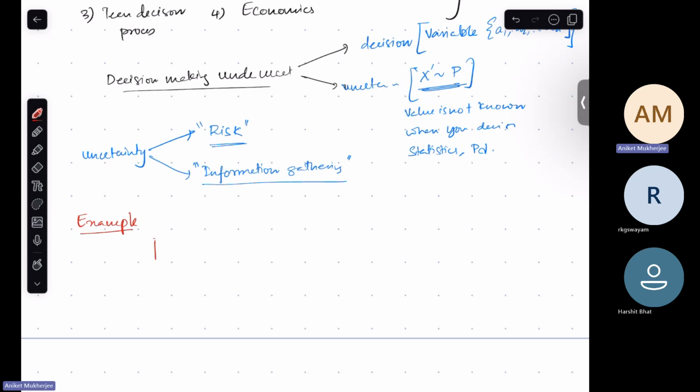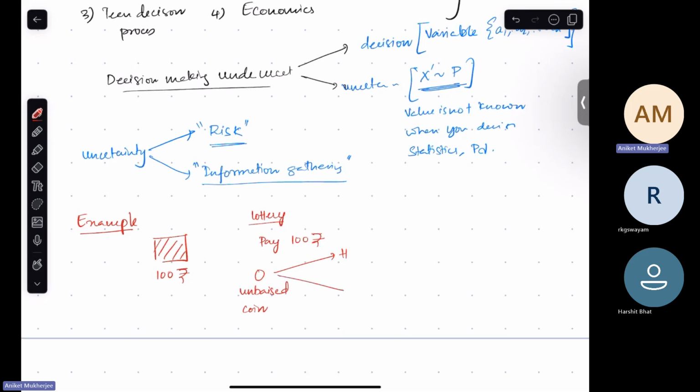Okay, so you have an item, say worth rupees 100, right? Now, there is a lottery. If the lottery says pay 100 rupees and you enter the lottery, you have a coin that gives you head with probability 2 by 3. It's not 50-50. So you get head with probability 2 by 3 and tail with probability 1 by 3, right?